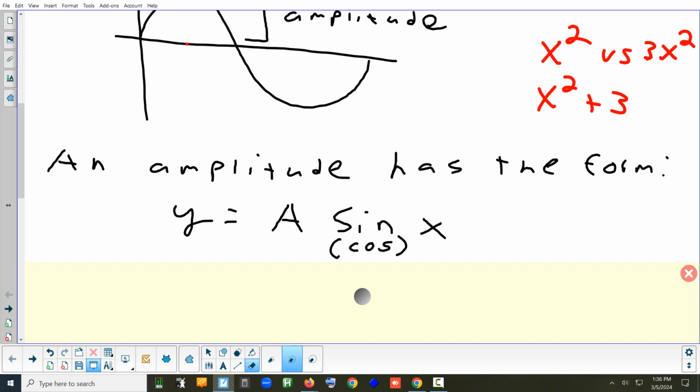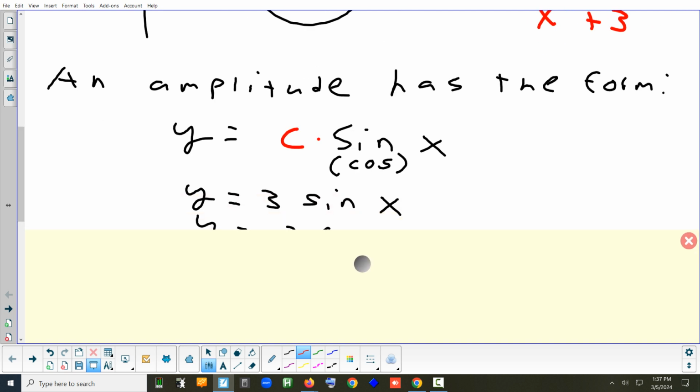Okay, and you know what? I'm going to just change the letter that I use. You can use that letter, but I want to use the letters in the order that they're going to go. So A, B. So this would be C. It's the third transformation you would do when you put them all together. So there's an example of a vertical stretch.